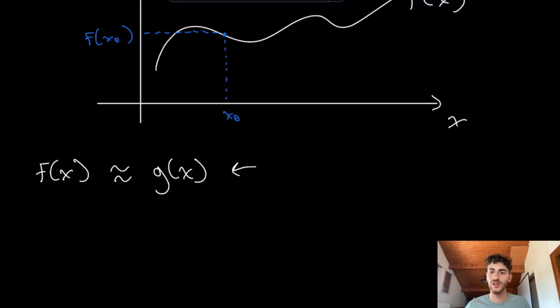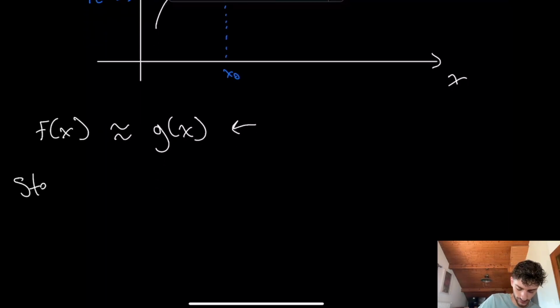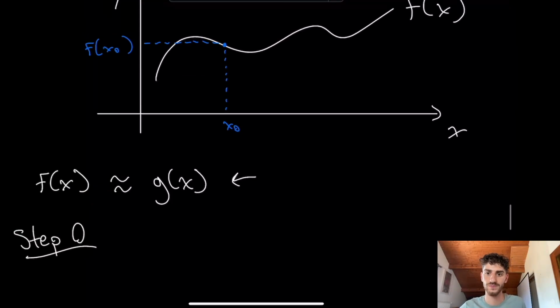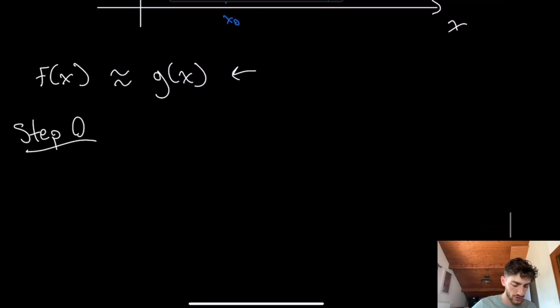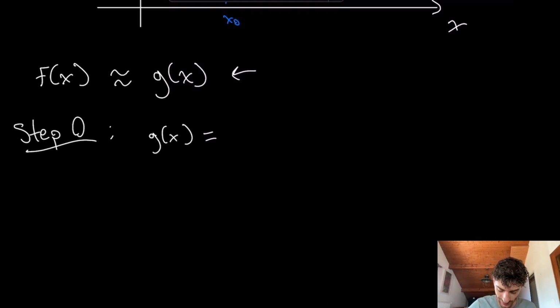So I'm going to start with a very stupid step, okay? This is what I'm going to call step 0, okay? So we're going to use this reference point. And now step 0, what if I say, okay, g of x is just equal to whatever f at x is at x naught, okay? So what if I just make g at x equal to f at x naught?